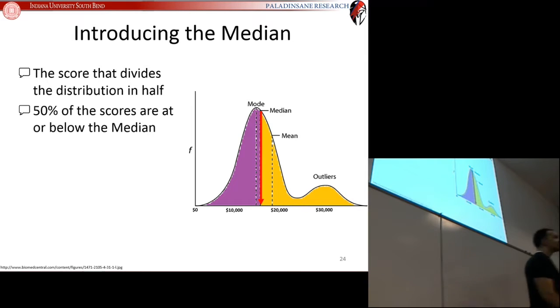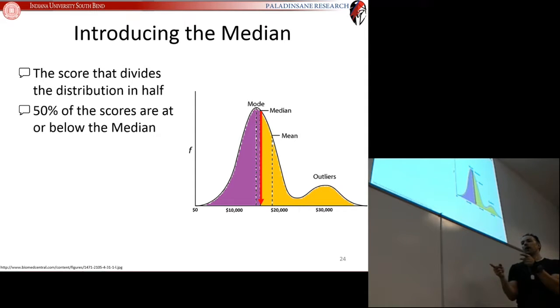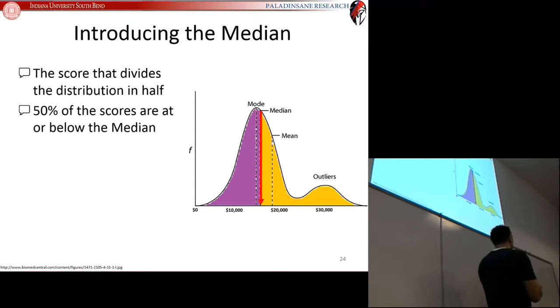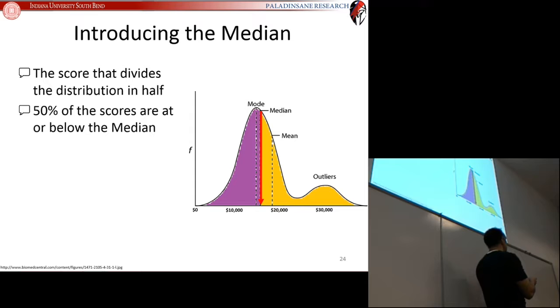So it cares about having the same number of scores on each side, but it doesn't care where those scores are. All it cares is that if it looks to the right, it sees 1,000 scores, and if it looks to the left, it sees 1,000 scores. If it looks to the right and sees 200 scores, it wants to look to the left and see 200 scores. But it does not matter how big those scores actually are.